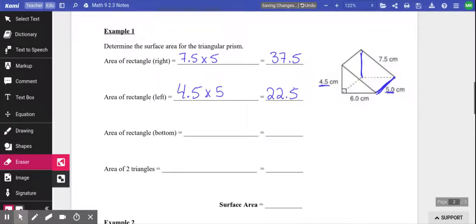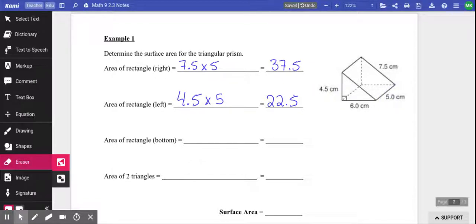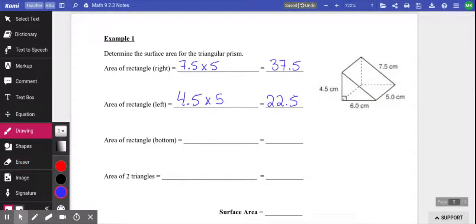If I try the other one, the bottom rectangle looks like this.